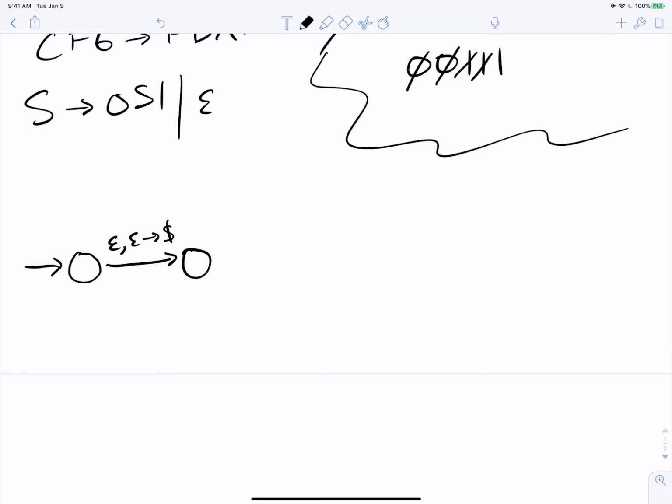So let's think about what we're actually trying to do. We're trying to simulate the derivation on the stack. Well, how does every derivation start? Where does every derivation start? The start variable. So let's push on the start variable. And we're going to go to a state I'm going to lovingly call QLoop. And there's a reason why it's called QLoop, which we'll address in a sec.